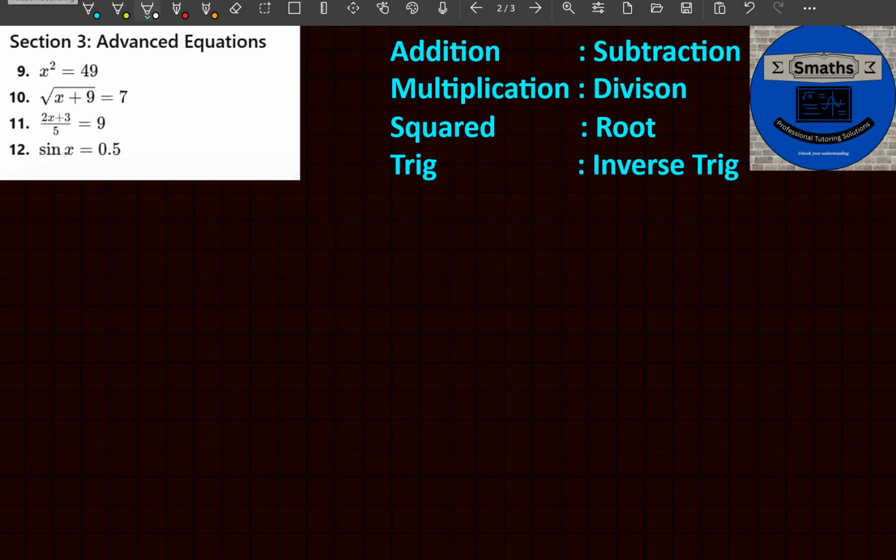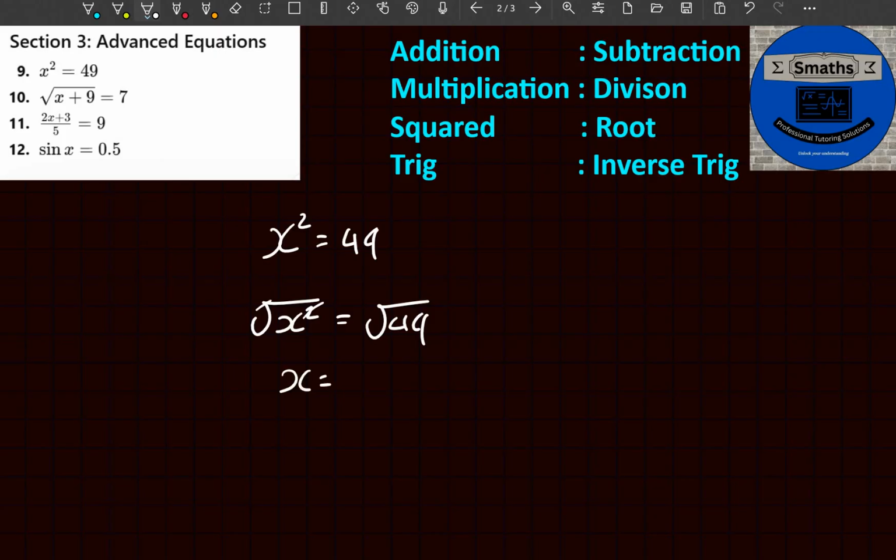Clear the ramp, the intensity is about to go up. So section 3 here, we see number 9 tells us that x squared is equal to 49. We need to solve for x. Here we have x squared. To cancel this square, what do we do? We take the root. So we take the square root of both sides. So we see the root and the square cancel, so x would then be 7.